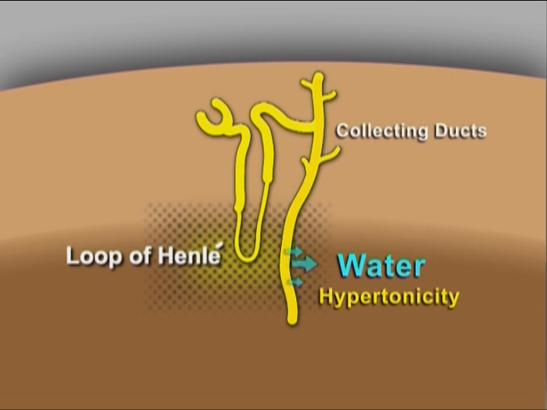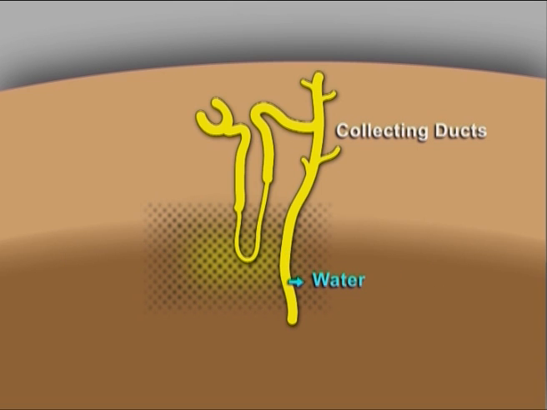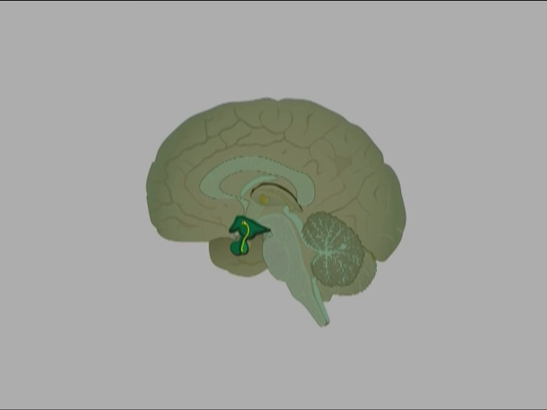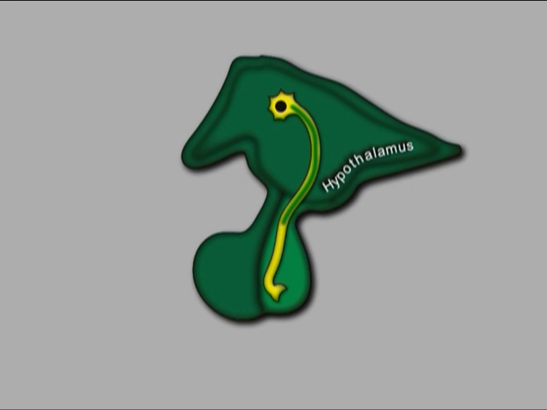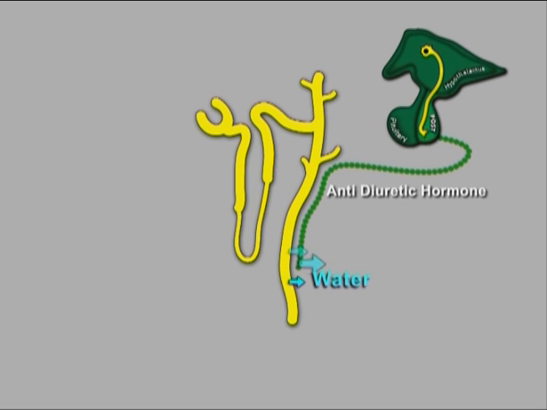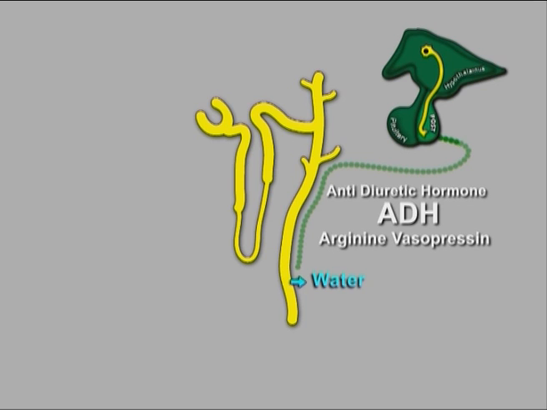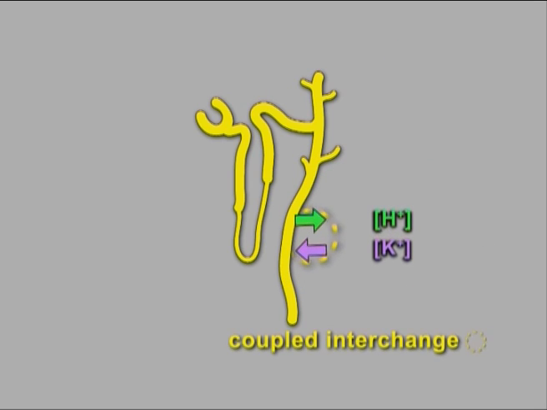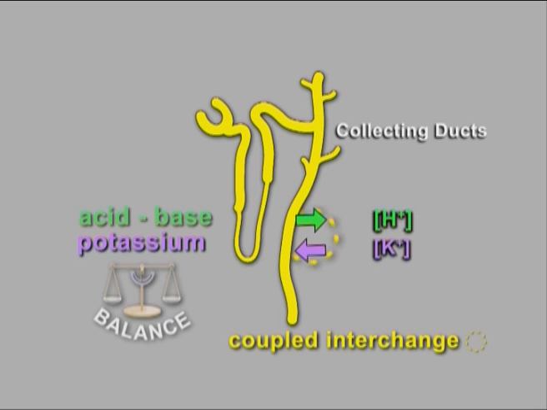The main function of the collecting ducts is to fine-tune the reabsorption of water. This process is regulated by a hormone produced in the hypothalamus and released from the posterior pituitary gland. This hormone is known as the antidiuretic hormone, or ADH. The more specific term for this hormone is arginine vasopressin, AVP, or simply vasopressin. This is also the region of the nephron that controls the coupled interchange of potassium and hydrogen ions. As such, the collecting ducts are the prime regulatory sites for both potassium and acid-base balance.